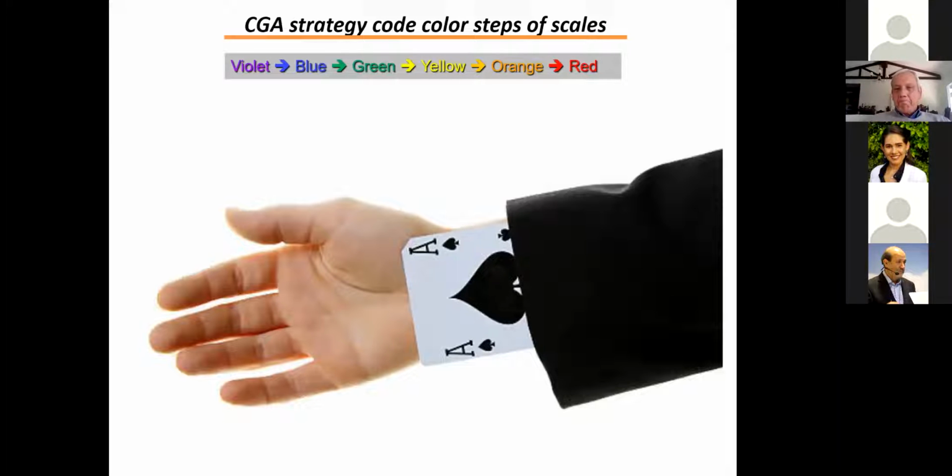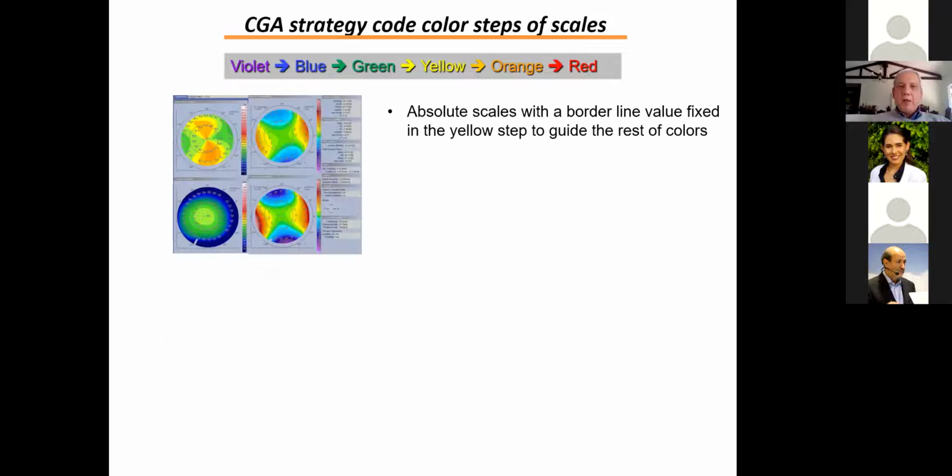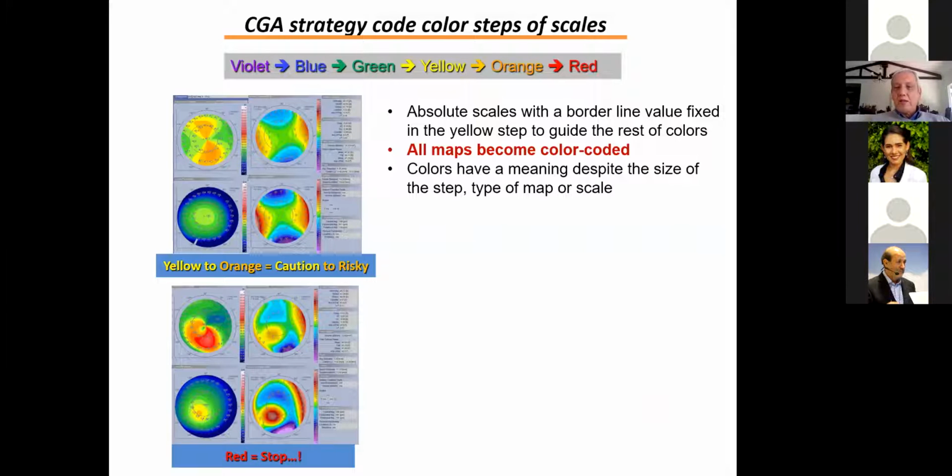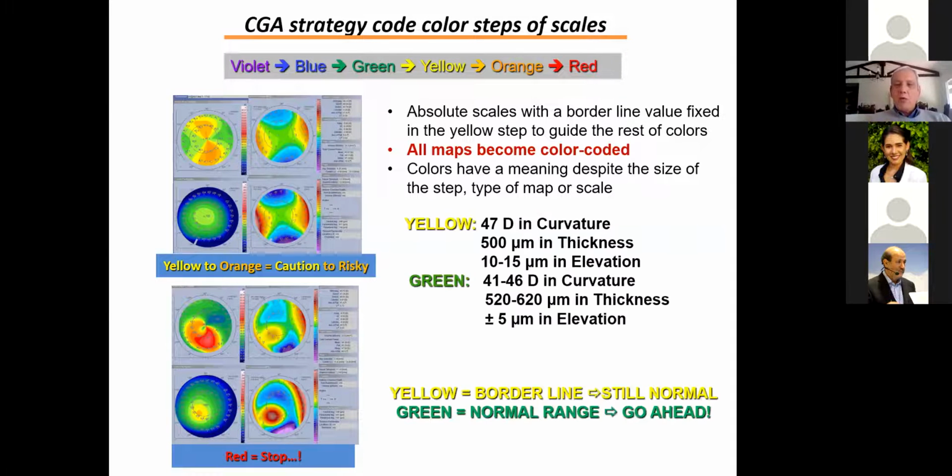One of the things I gave to the Galilei since 2009 is the scale and what I call the CGA strategy, which codifies the color steps of all scales. So absolute scales were fixed with the yellow in one recognized number. The yellow in anterior curvature will be 47.